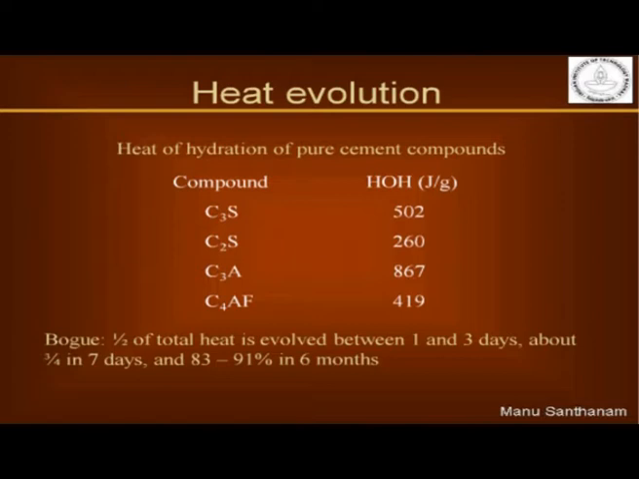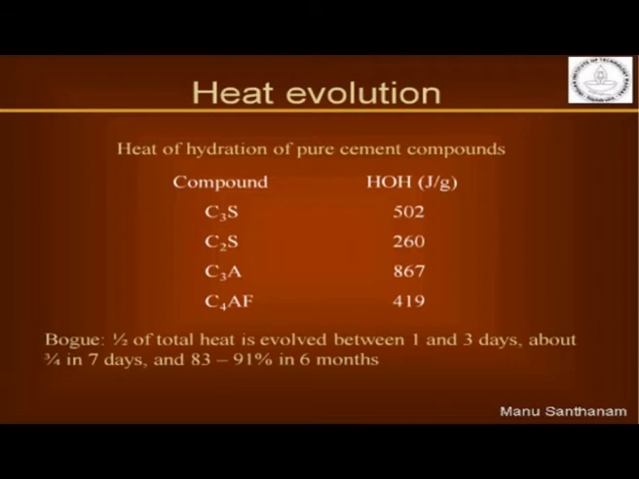If you look at this table here, C3A produces about 867 joules per gram of heat. The next in line is C3S, which is about 502. I told you earlier that modern Portland cement has a high content of C3S because this is the primary product that gives us early strength, and because it gives early strength, it reacts faster, and because it reacts faster, it also has a high heat of hydration. After C3S is C4AF, and then finally the least heat of hydration is C2S.